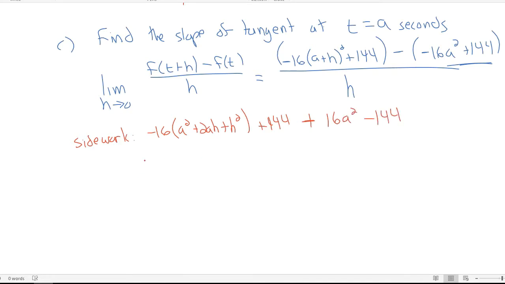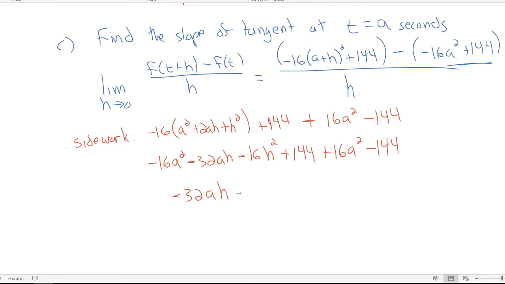So let's continue to clean this up a little bit more. This is -16a squared if I distribute. -16 times 2 is -32ah, and then we get -16h squared. Again, plus 144. We had the plus 16a squared and the minus 144. And again, we're going to see the 144s cancel out. And in fact, in this case, we see positive 16a squared and negative 16a squared cancel. So what we end up with is negative 32ah minus 16h squared.